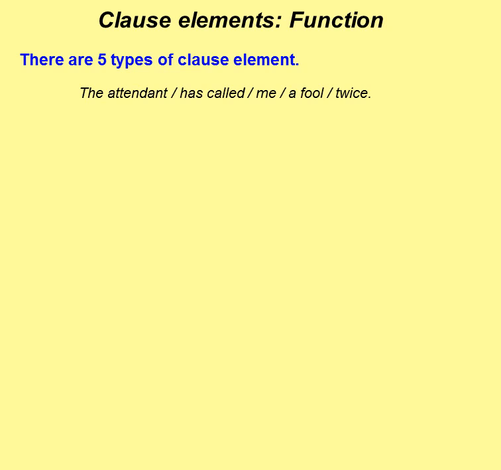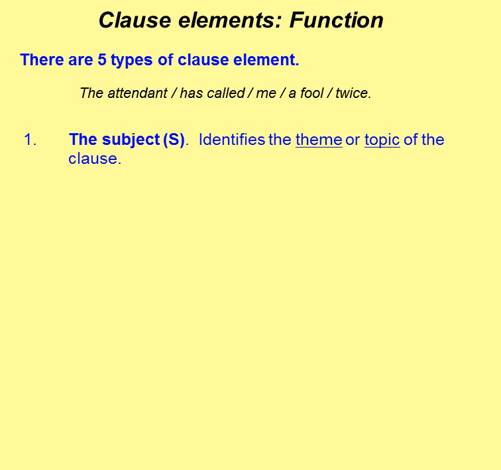Okay, so let's have a look at clauses in a bit more detail. Basically, clauses are made up of elements. There are 5 types of element, and this example sentence that we've got here contains all 5 of those elements. The first element is the subject, and the job of the subject is to tell us what the theme or the topic of the clause is. So it tells us who or what is doing or is happening.